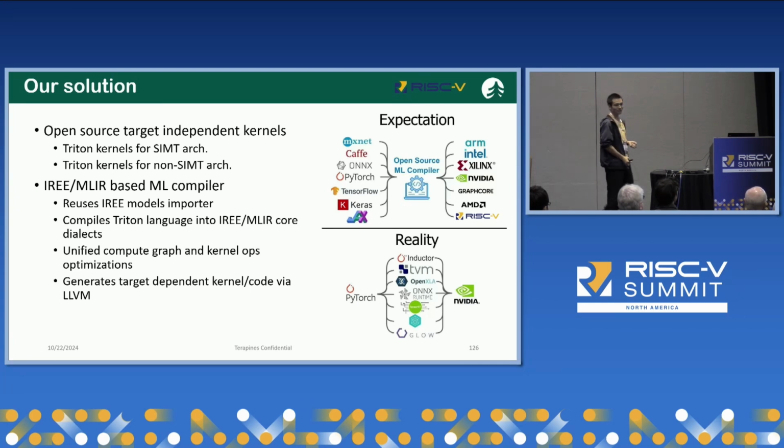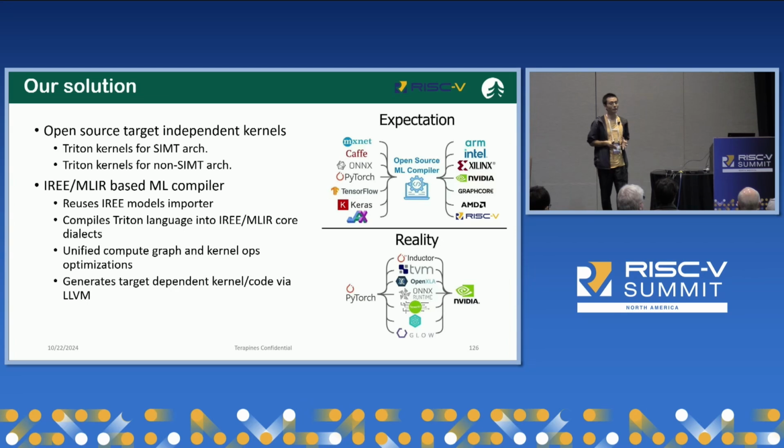Our solution: there are already some Triton kernels in PyTorch, and we are also writing some Triton kernels for SIMD architecture and non-SIMD architecture. Why should I mention SIMD and non-SIMD? It is because the memory hierarchy abstractions in these two kinds of architecture are different. So even though the Triton programming language is target independent, we have to write different kernels for different memory architectures for optimal performance.